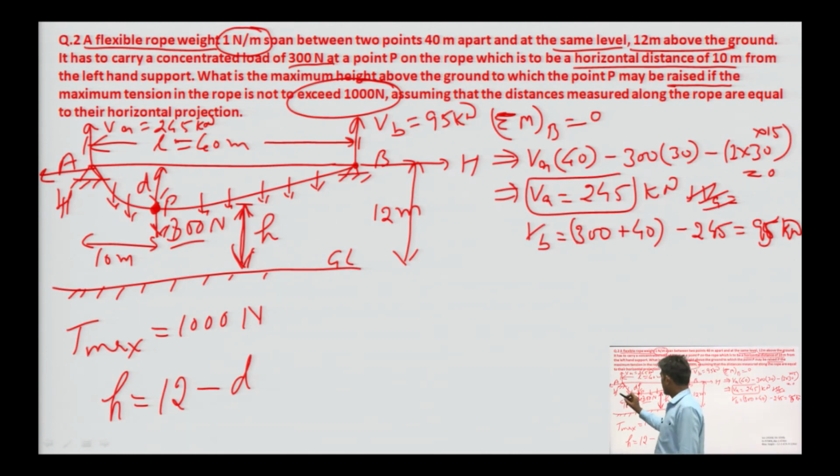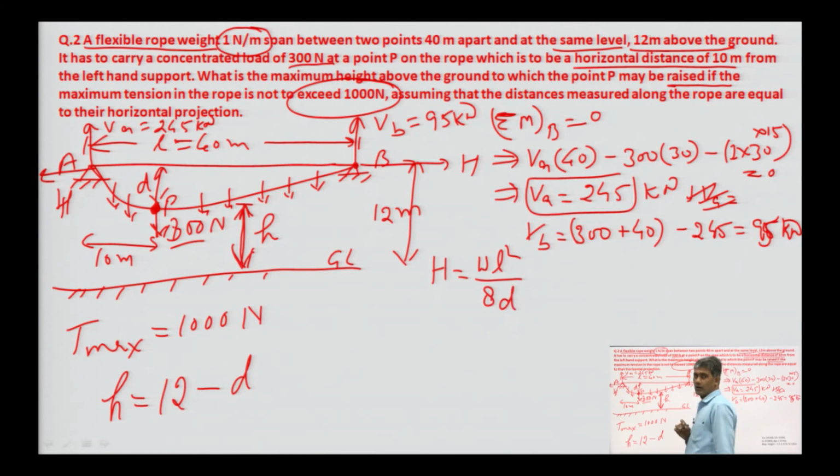Next is H. We know that the value of H is WL square upon 8D. Okay. So, H cannot be calculated without the value of D. So, what we can do is, since T max is given, and we know that the value of T max is the square root of VA square plus H square.